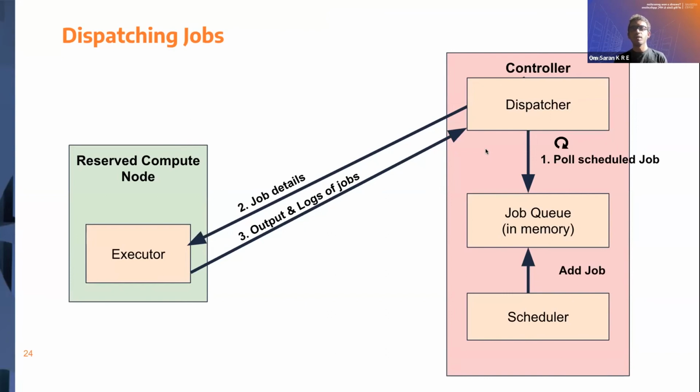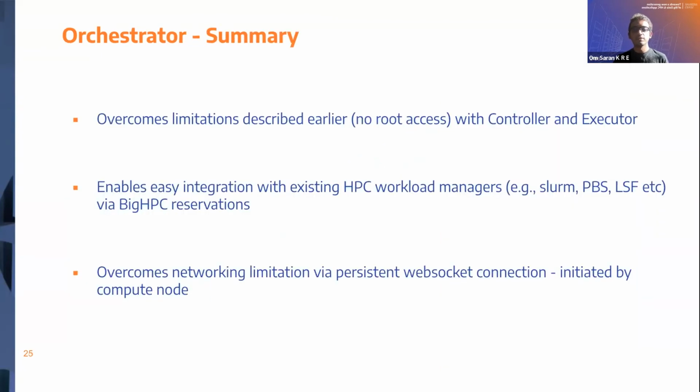So this is how jobs that are scheduled are dispatched onto the compute nodes, executed and returned. So yeah, this is how, at a high level, the orchestrator works. It allows the user to basically run his workloads without root access and things like that.